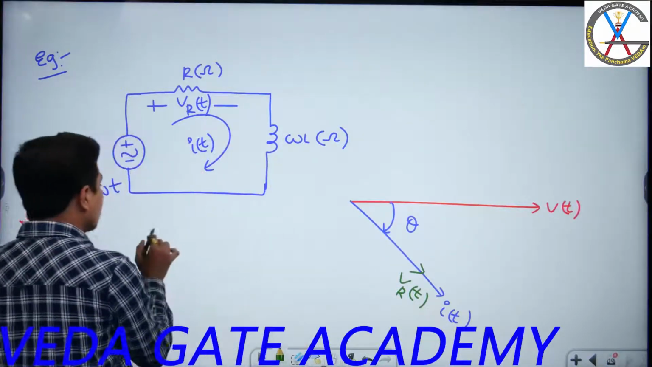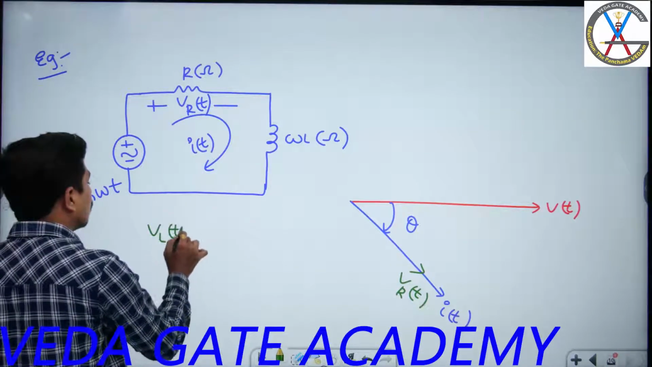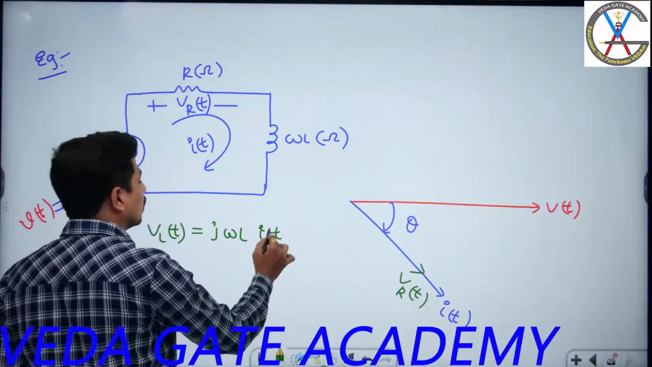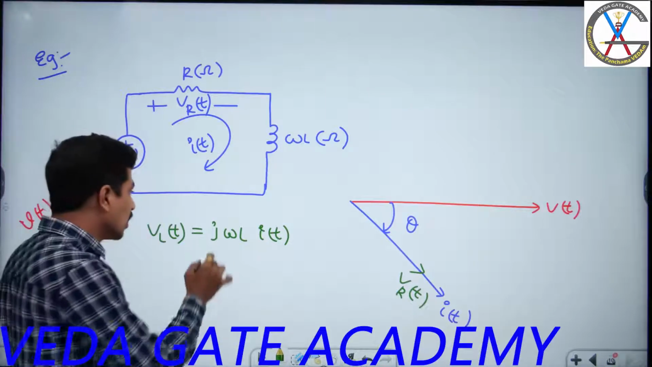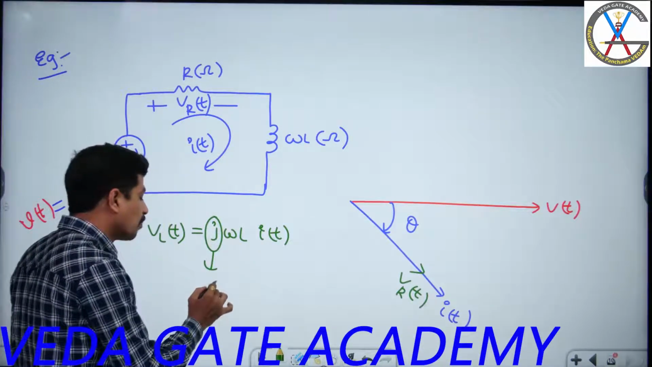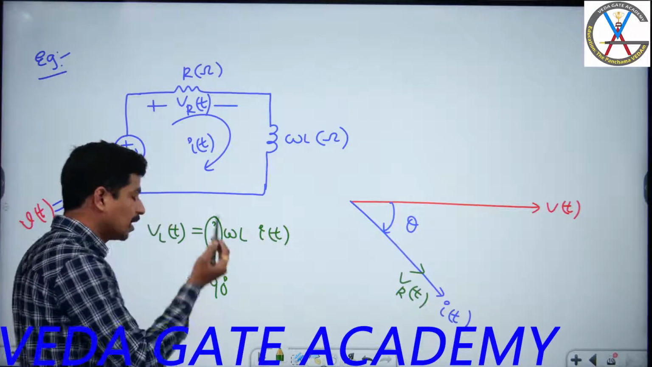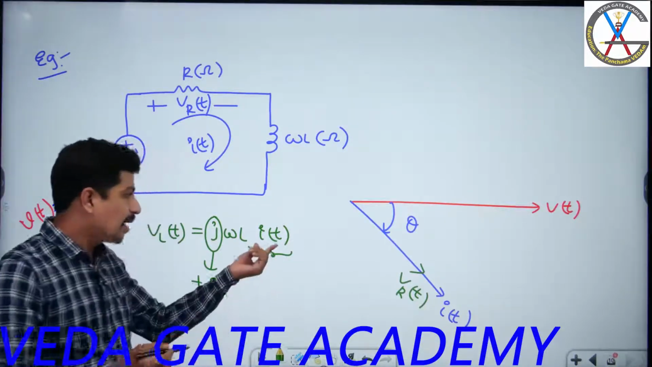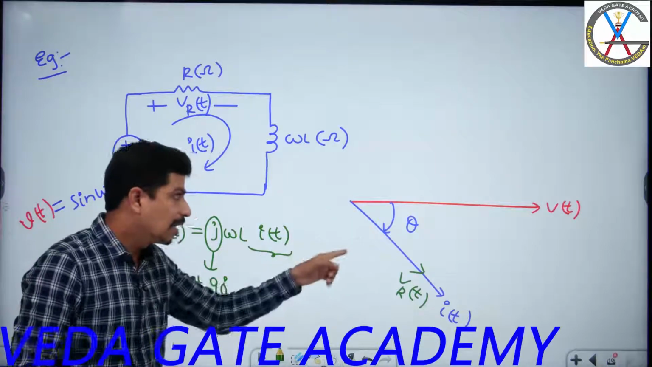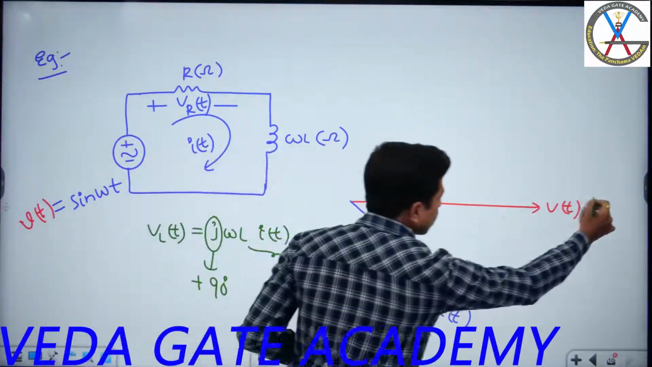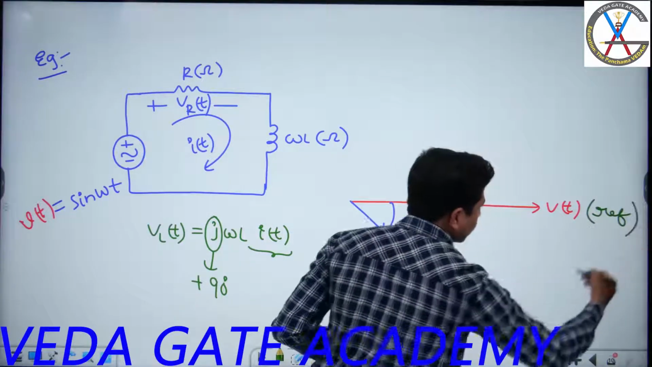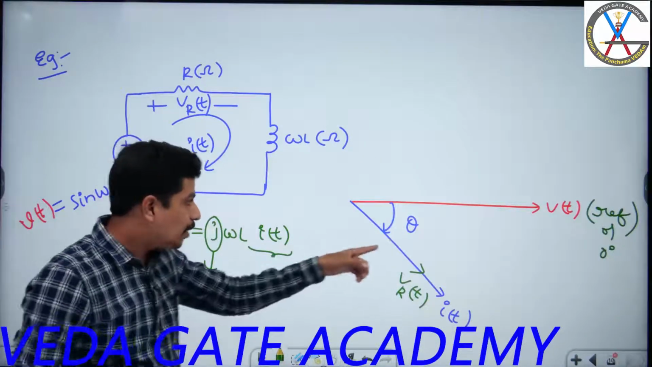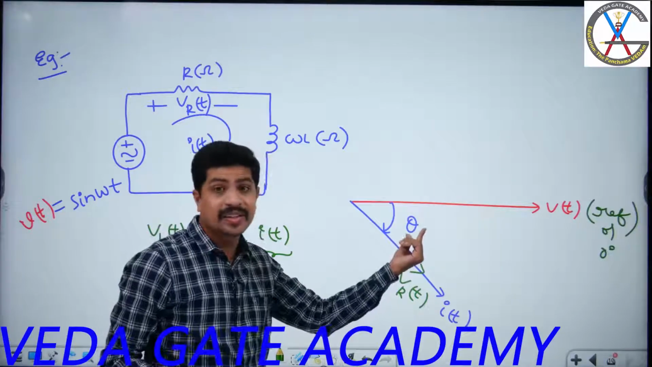Now, what is VL of t? VL of t is equal to j omega L into I of t. This j stands for what? Plus 90 degrees. When compared to I of t, which is lagging by some angle theta, this is taken as the reference, or 0 degrees. When compared to that, it is lagging by theta degrees.